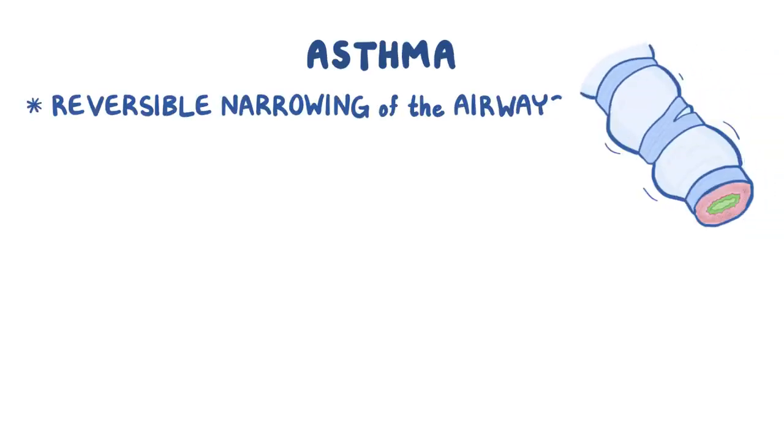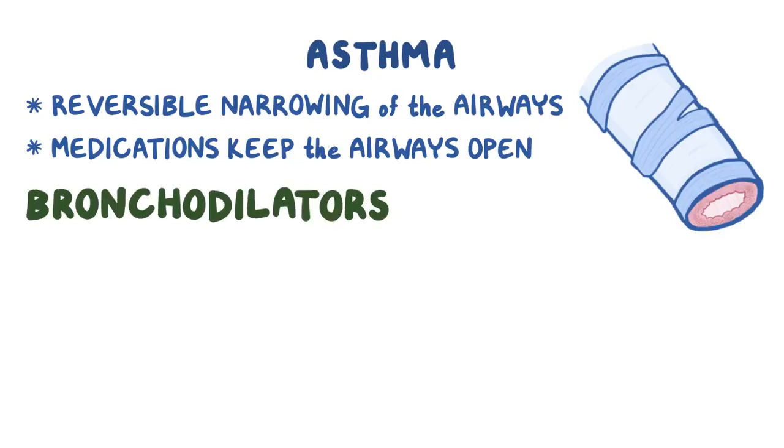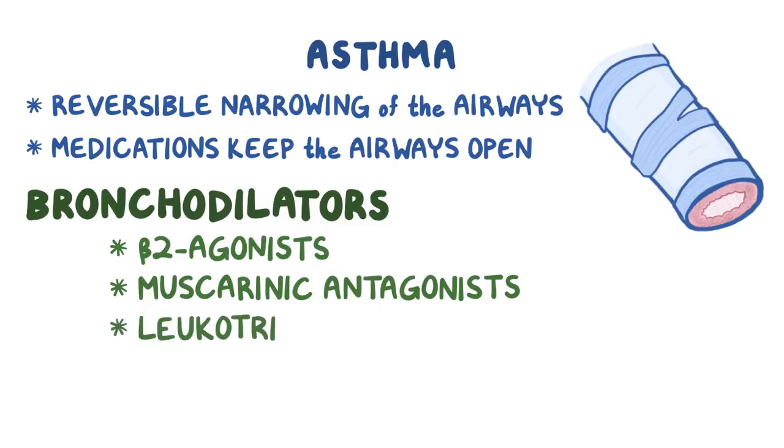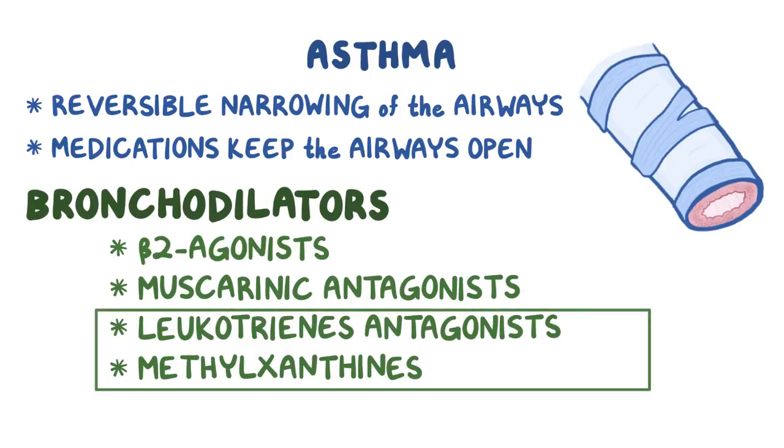In obstructive lung diseases like asthma, individuals suffer from reversible narrowing of the airways. However, medications like bronchodilators are helpful in keeping the airways open. Now, based on their mechanism of action, bronchodilators can be broadly divided into four main groups: beta 2 agonists, muscarinic antagonists, leukotriene antagonists, and methylxanthines. For this video, we'll just focus on leukotriene modifying agents and methylxanthines.